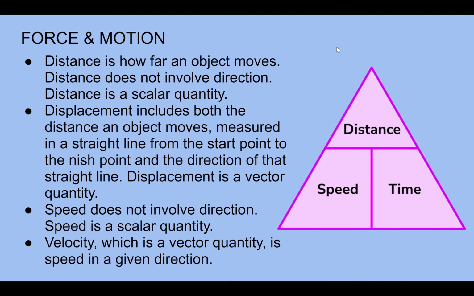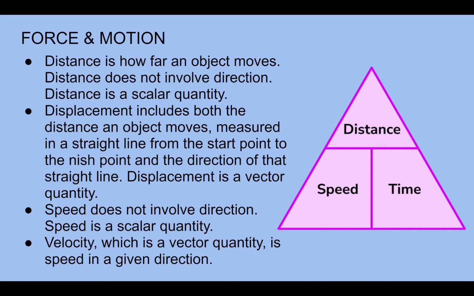So distance is how far an object moves. Distance does not involve direction, and distance is a scalar quantity. Displacement includes both the distance an object moves, measured in a straight line from the start point to the finish point, and the direction of the straight line. Displacement is a vector quantity.